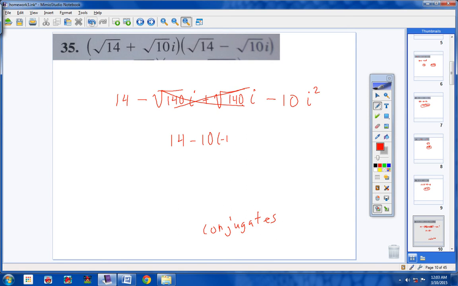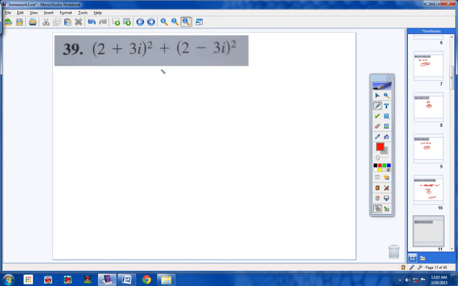Now that I squared, as we know, is a negative 1. And so, a negative times a negative gives you a positive 10, which gives you, finally, 24. Now, if you want to put 24 plus 0I, please feel free to do that. You're also allowed just to leave it 24, okay? And that's number 35. Let me check the book. That is correct. Moving on to 39.